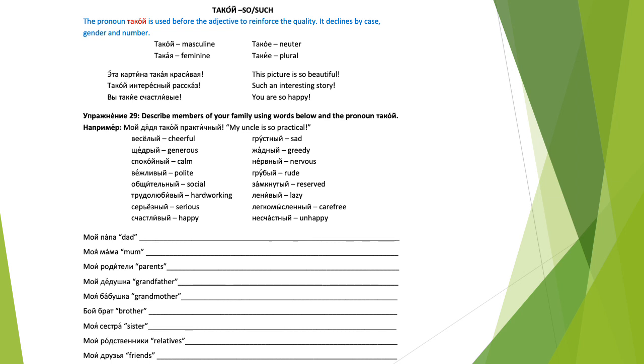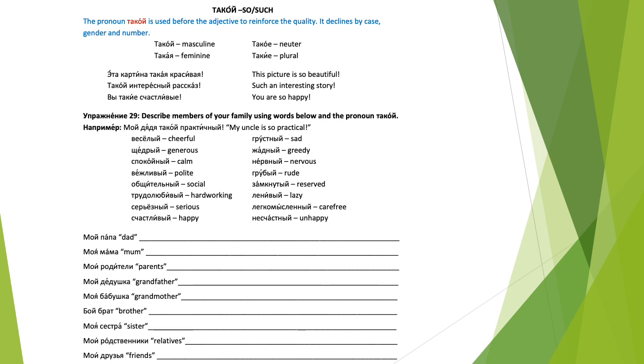Here you see the word такой, which means such or so. It is used to emphasize the adjective. For example, эта картина такая красивая. This picture is so beautiful. The word такой changes by gender and number. Такой is masculine, такая feminine, такое neuter, такие plural.